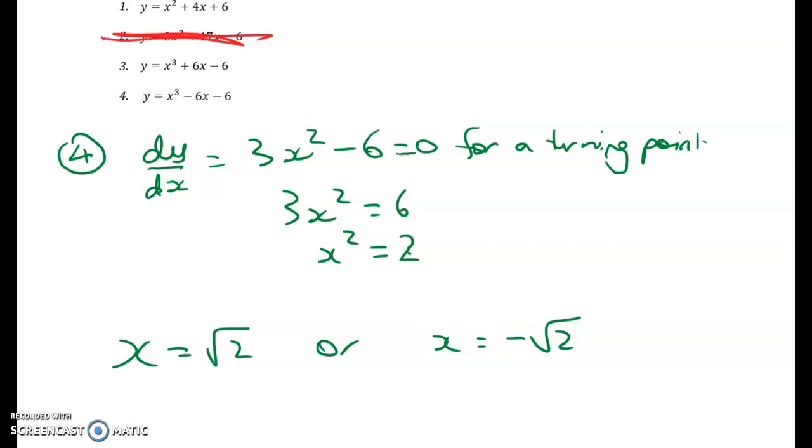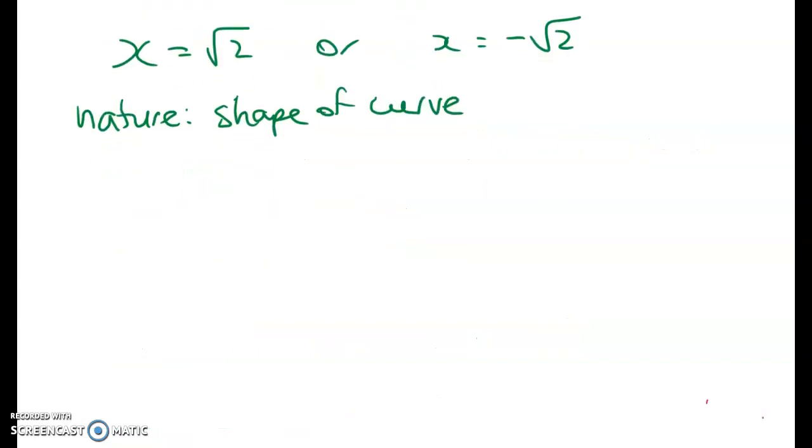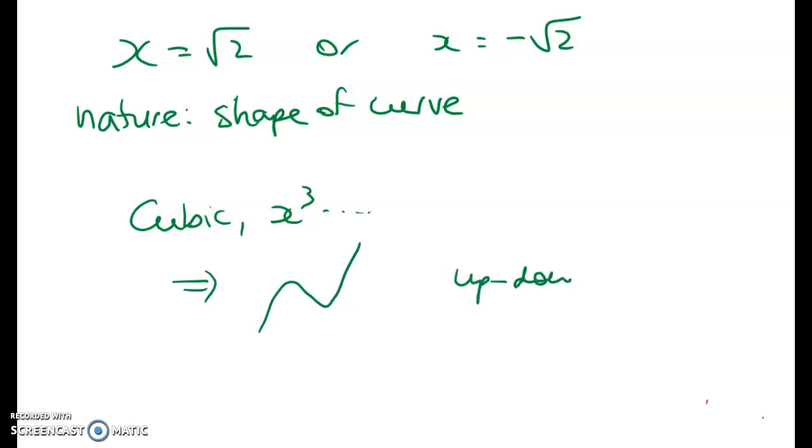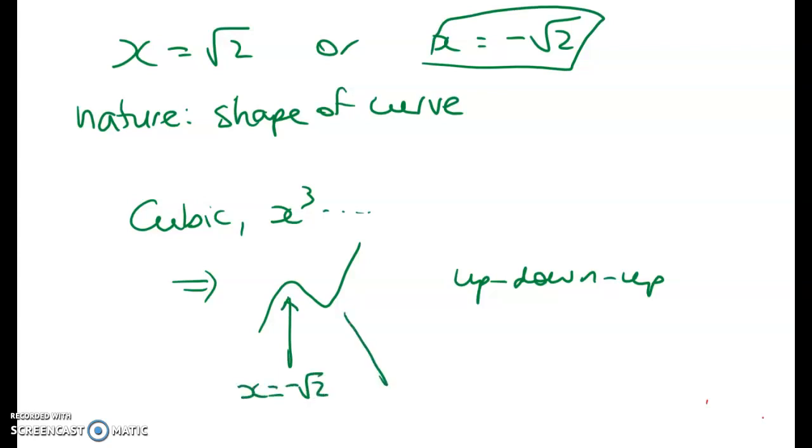So how can I identify the nature of the curve? Well, I can use the shape of the curve method, and we've got a cubic with a positive coefficient. So it's x cubed, and so on. So it goes up, down, up. So what does that tell me? Well, that means that the first number that I come to has got to be a maximum, and the second one has to be a minimum.